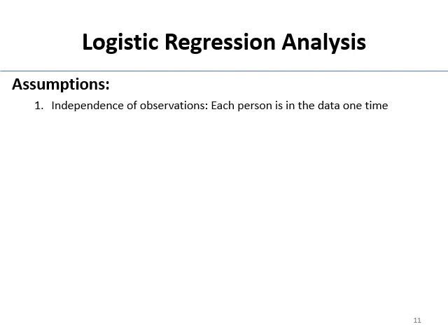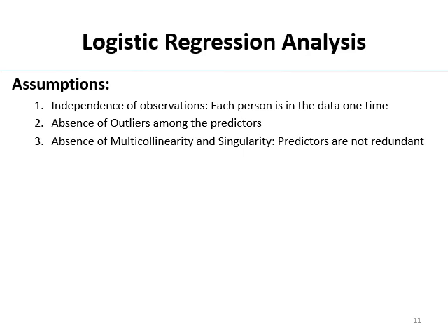So independence of observation, that is, each person's only in your data set one time. It's not families or couples or whatever. There's no outliers among your predictors, both at the univariate or multivariate level. You have no multicollinearity or singularity, which basically means, if you remember back to linear regression, your predictors are not redundant. So multicollinearity is mostly redundant, and singularity is completely redundant.